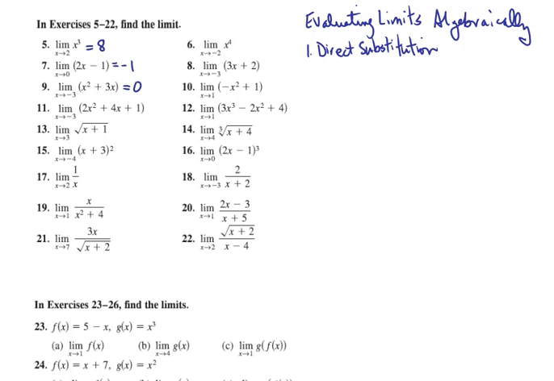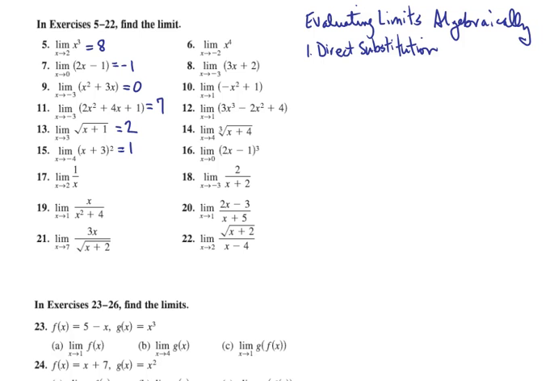Next, limit as x approaches negative 3 of 2x squared plus 4x plus 1. We plug in negative 3. That's 2 times 9 minus 12 plus 1. Sorry, that's 2 times 9, which is 18, minus 12, which is positive 6, plus 1 is 7. Number 13, limit as x approaches 3 of square root of x plus 1. As long as we can plug in 3, we get square root of 4, which is 2. Number 15, limit as x approaches negative 4 of x plus 3, quantity squared. Plug in negative 4, we're going to get negative 1, quantity squared, which is 1.